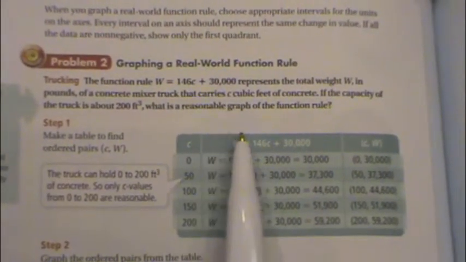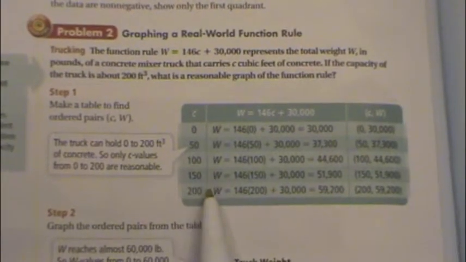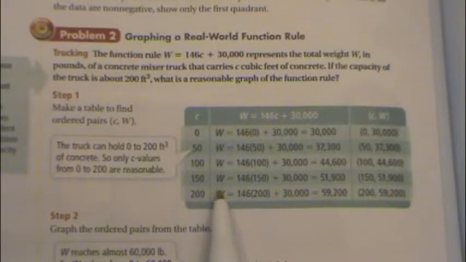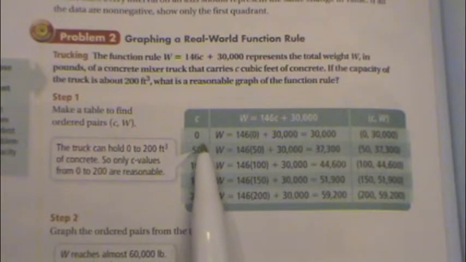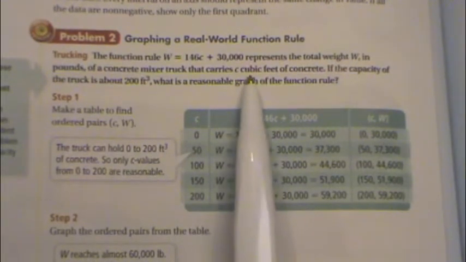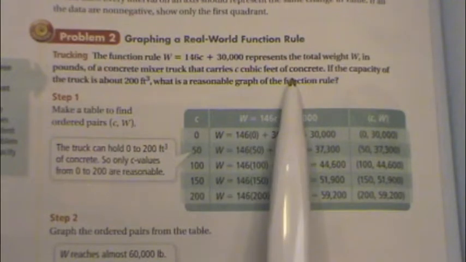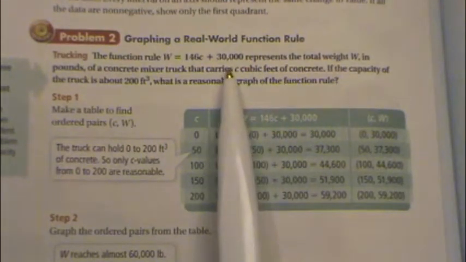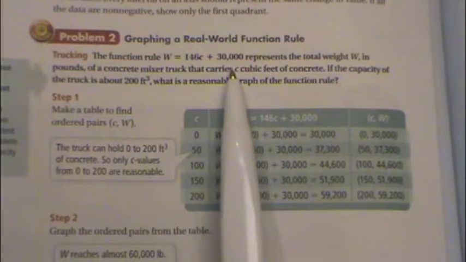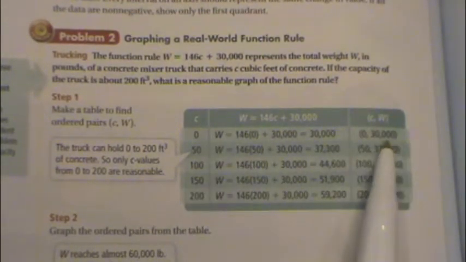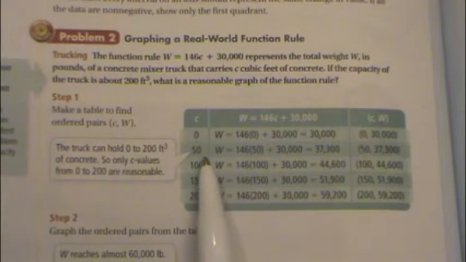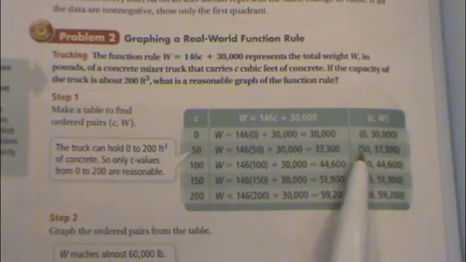So what they're saying is, for this one, on your table, only put in positive numbers. They're also saying, think about the weights. How silly would it be if you put 1 cubic foot of concrete in your 30,000 pound concrete mixer truck? So use bigger numbers. If it's empty, the truck weighs 30,000 pounds. If you put in 50 cubic feet of concrete, that's how much it weighs.